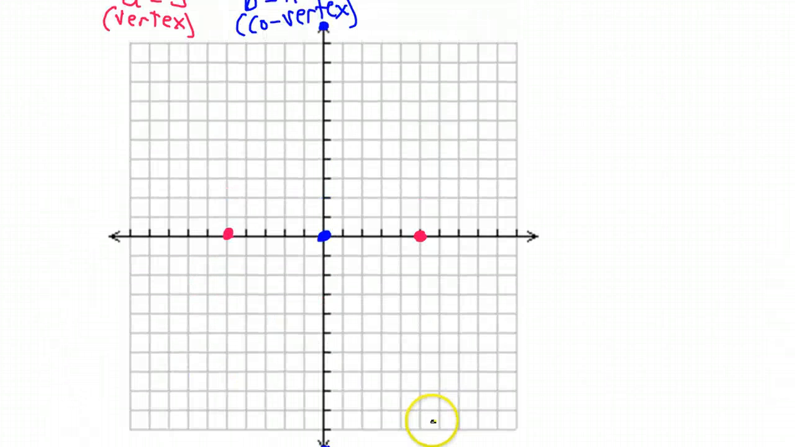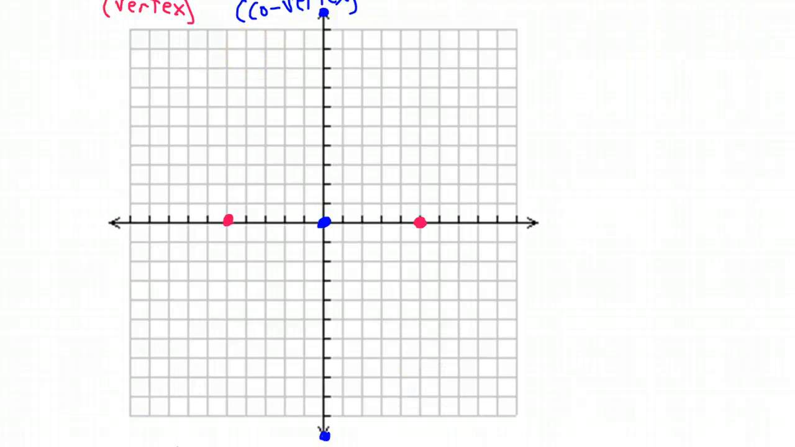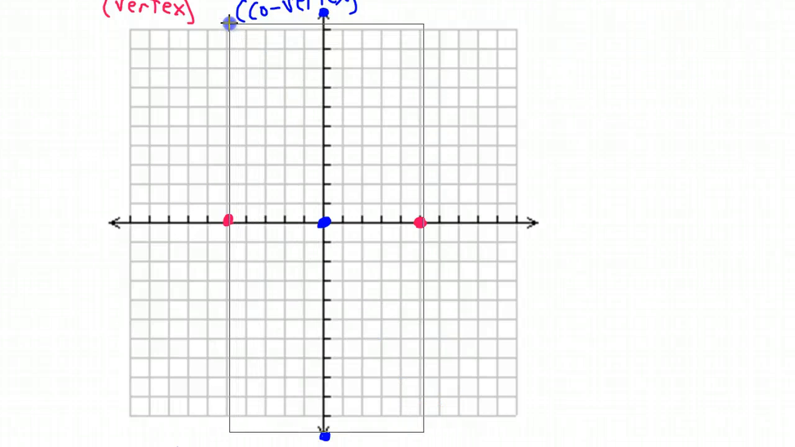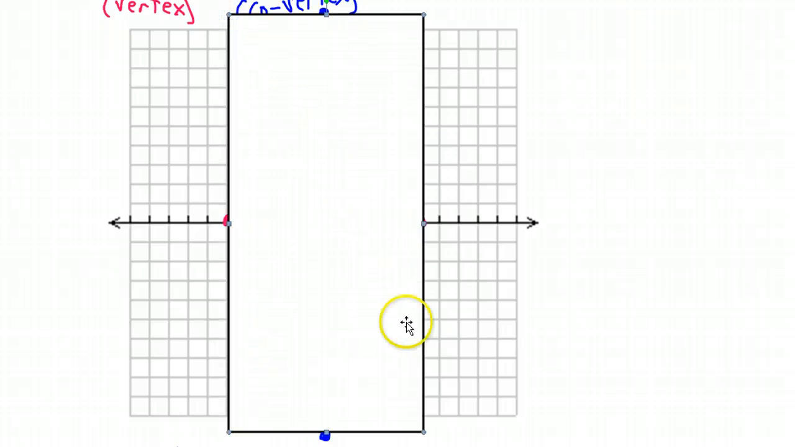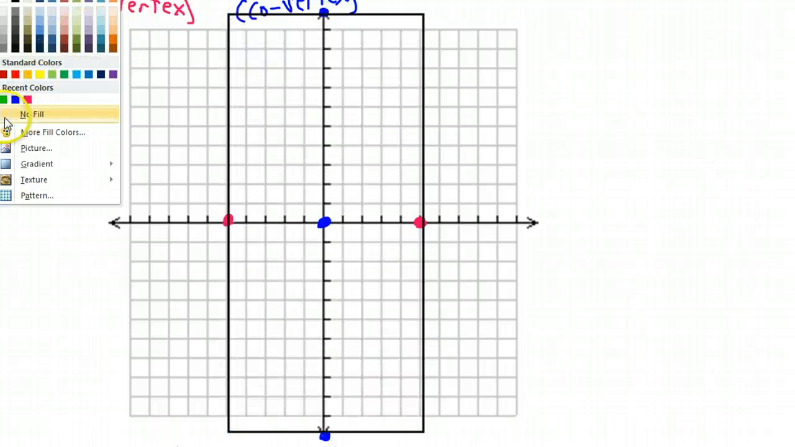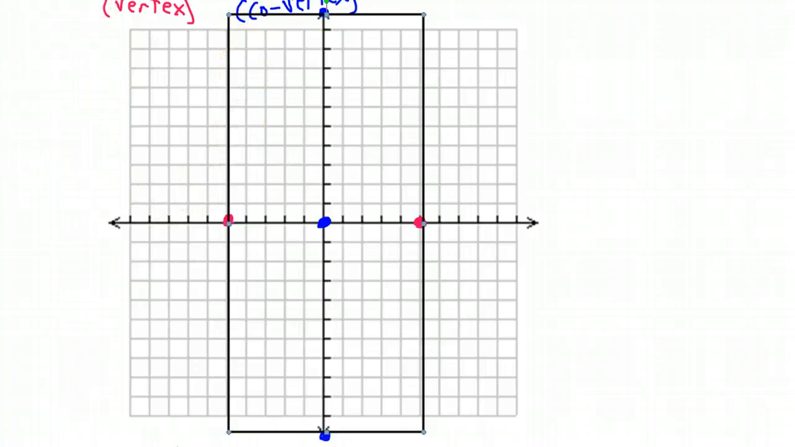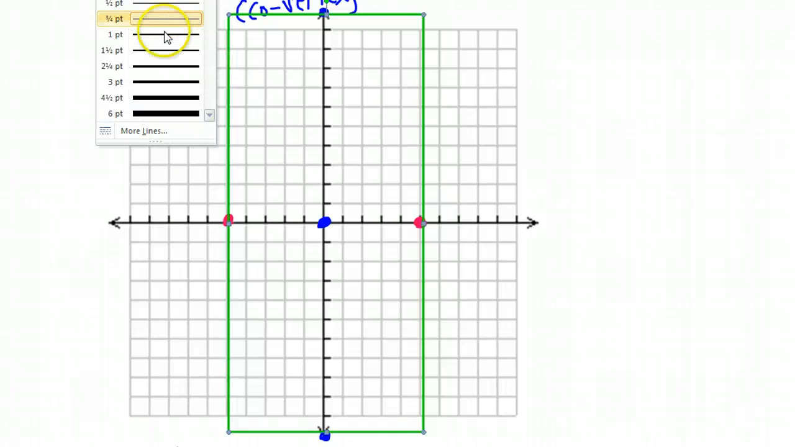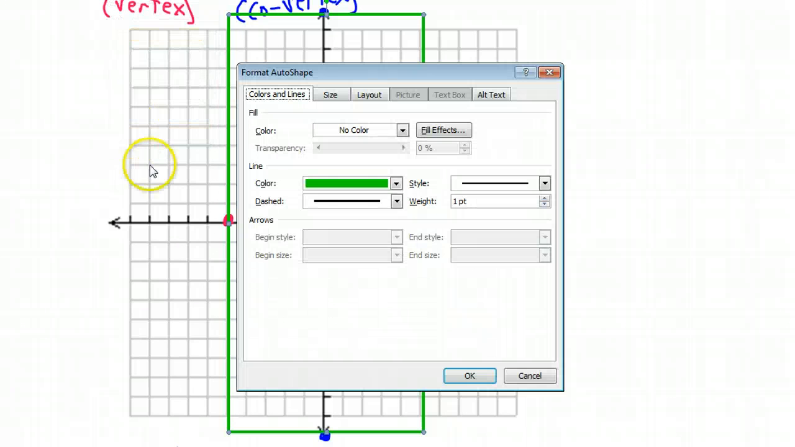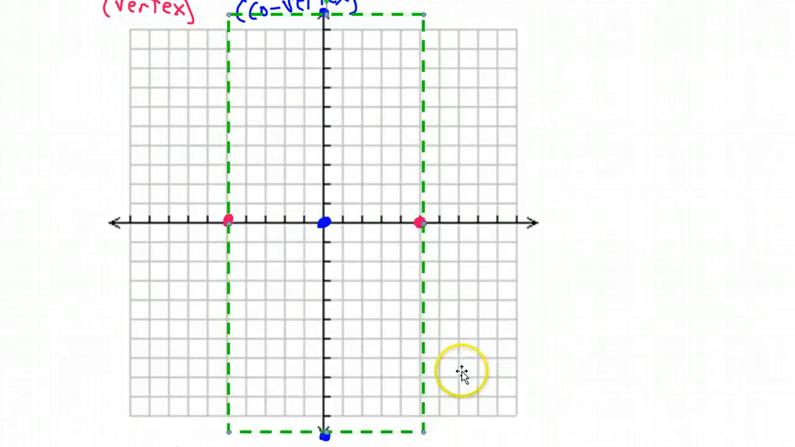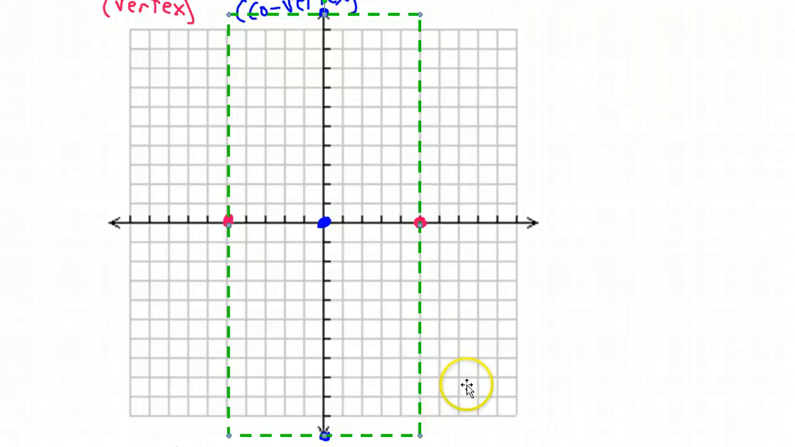Now I want to go ahead and draw that box I'm always talking about, the rectangle. Okay, and it's going to go like this. Let's see, I think I'll make my rectangles green. Your rectangle should be dotted, guys, just like the asymptotes will be. Okay, just a couple small adjustments here.